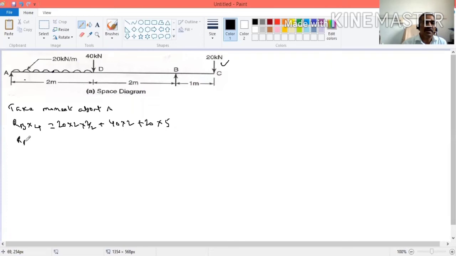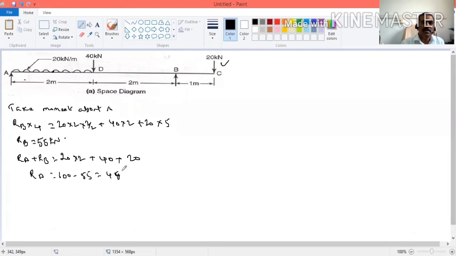Now you can calculate the value of RB. RB is equal to 55 kilonewton. Now you calculate the value of RA. RA plus RB is equal to 20 into 2 plus 40 plus 20. So RA is equal to 40, 40, 20, that is 100, minus 55, equal to 45 kilonewton. Now we have calculated the values of RA and RB.